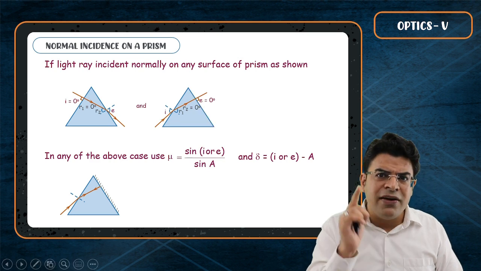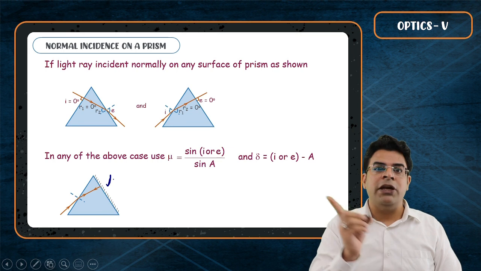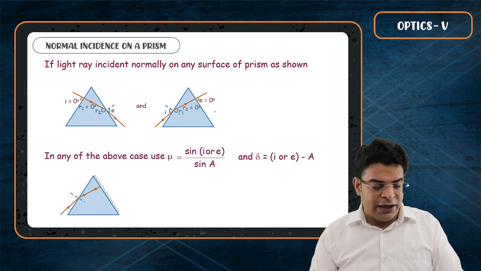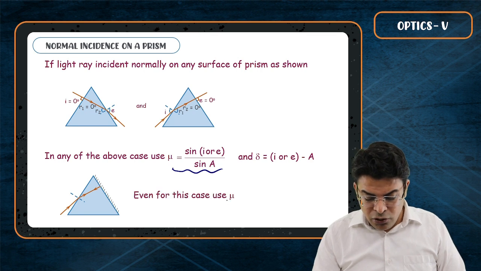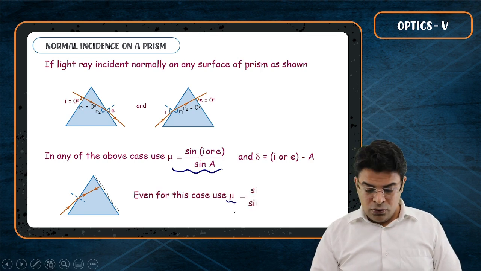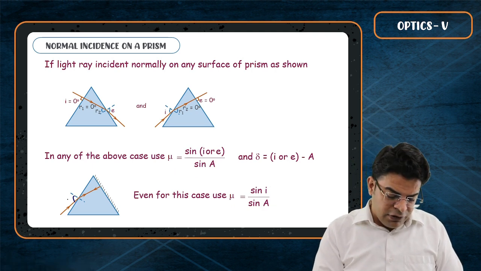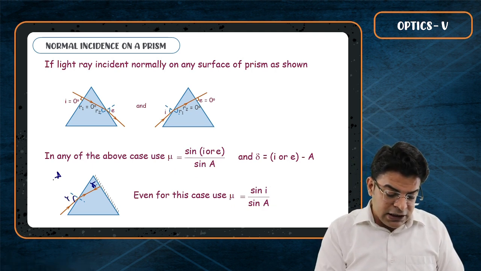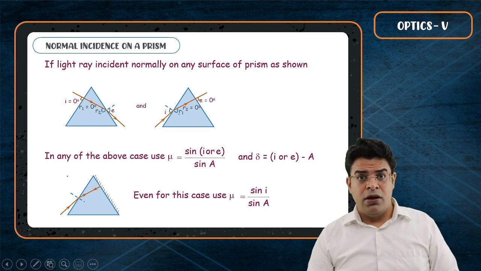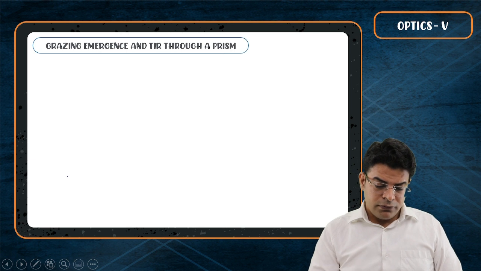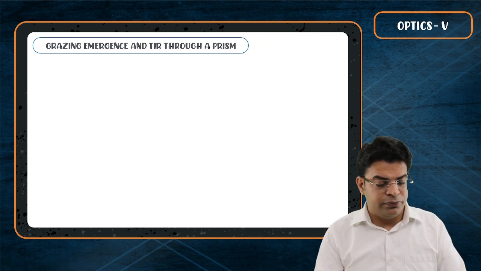When the ray retraces its path, it means that it has hit the mirror normally, just like in the second case. So using the same formula, you will say that mu has to be equal to sine I by sine A. In the question, they will definitely give you I and A, and this is one of the FAQs, a frequently asked question. Moving on to the grazing emergence and TIR through a prism.